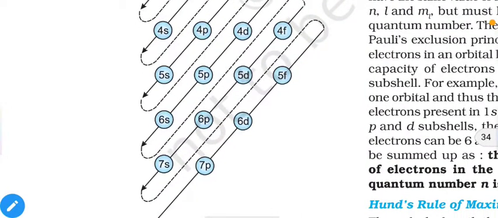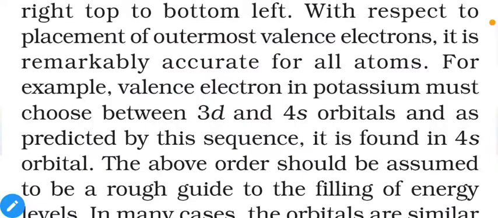That means all the elements present in the periodic table use maximum up to 7p, and all of them are already mentioned in these, so no need to bother. All of the elements have this increasing order of energies for their orbitals. With respect to placement of outermost valence electrons, it is remarkably accurate for all the atoms. For example, the valence electron in potassium must choose between 3d and 4s orbital, and as predicted by this sequence, it is found in the 4s orbital.